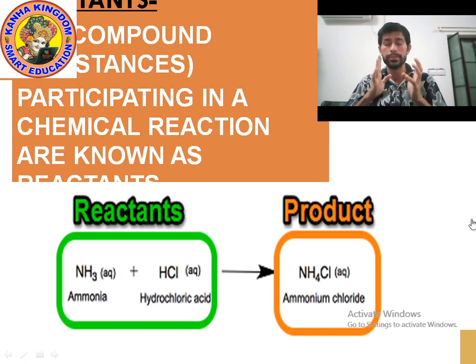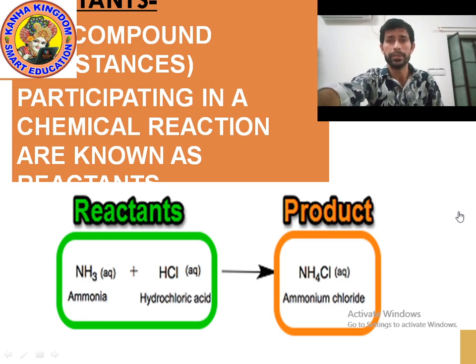So what is the meaning of reactants? The compounds or substances participating in a chemical reaction are known as reactants. Okay, I hope you understood. Now let's move on to the next point.